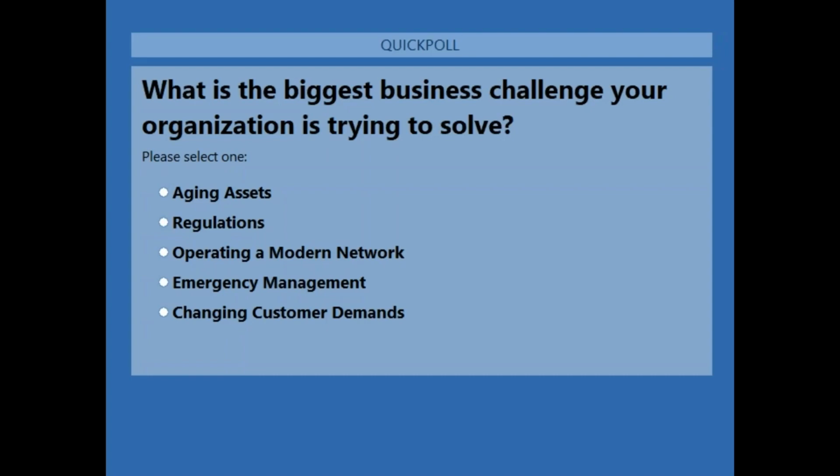So the question is, what is the biggest business challenge your organization is trying to solve? So go ahead and please select one of these that most applies to you. Is it aging assets, regulations, operating a modern network, emergency management, or changing customer demands? So I see some of the questions are coming in. We'll give it a few more seconds. I'm going to go ahead and close the poll and let's look at the results.